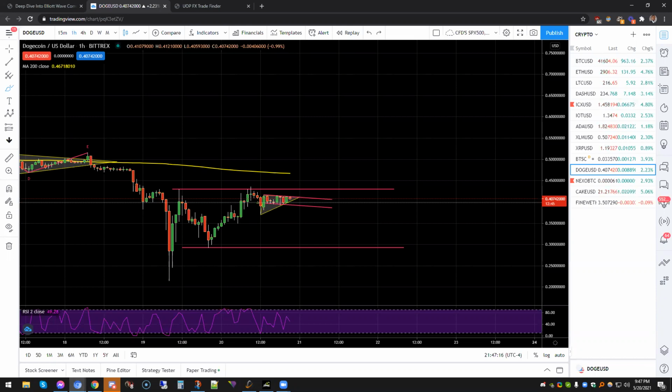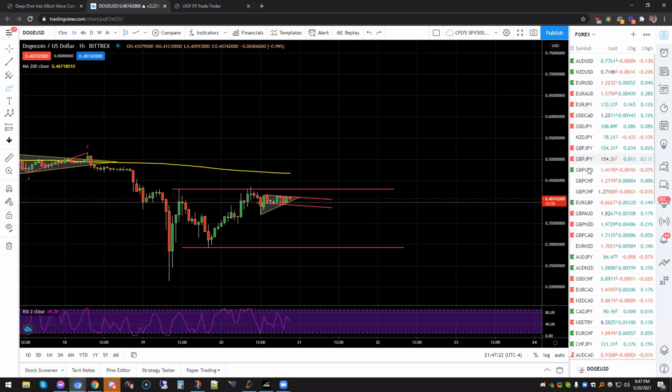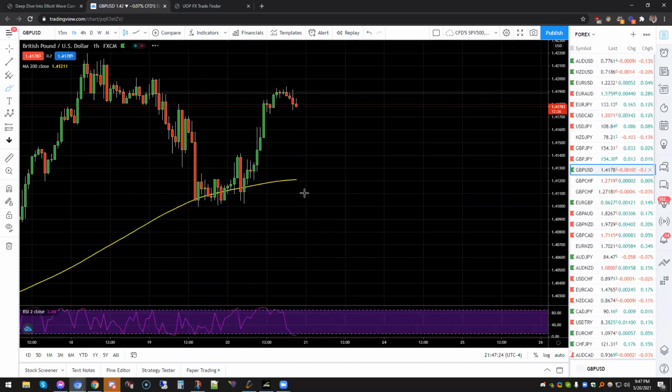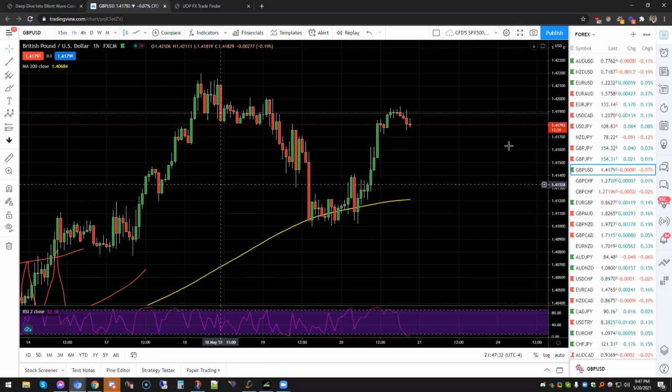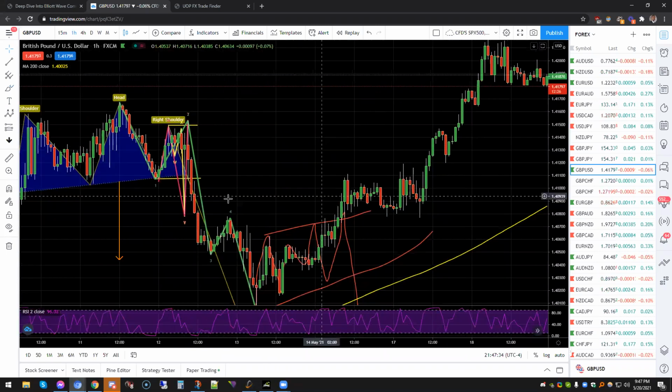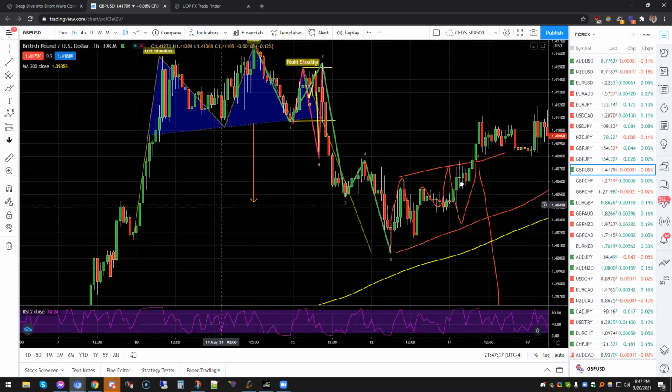All right, so Bella was asking me to look at pound USD. So let's see. Pound USD. Okay, we're looking for a triangle formation on pound USD. Let's see if we can just scroll through, see if we find one. I don't see one so far.